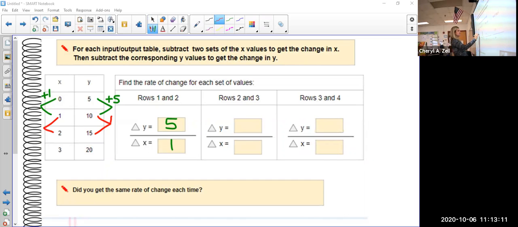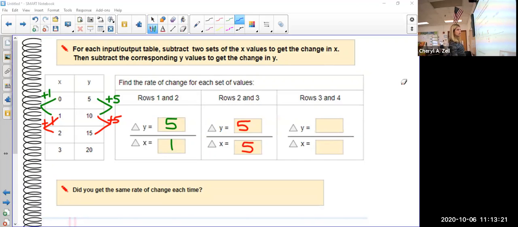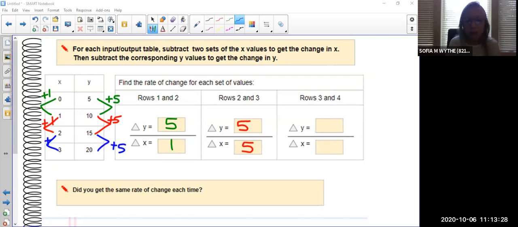All right, let's go to rows 2 and 3. So we have a +5 and a +1. Same thing. Let's go to rows 3 and 4. Okay, again, +5, +1.